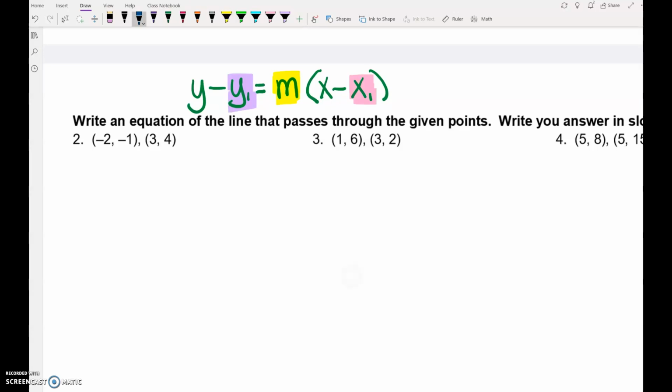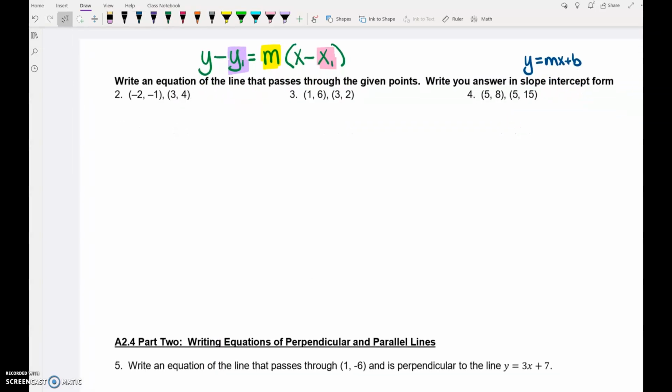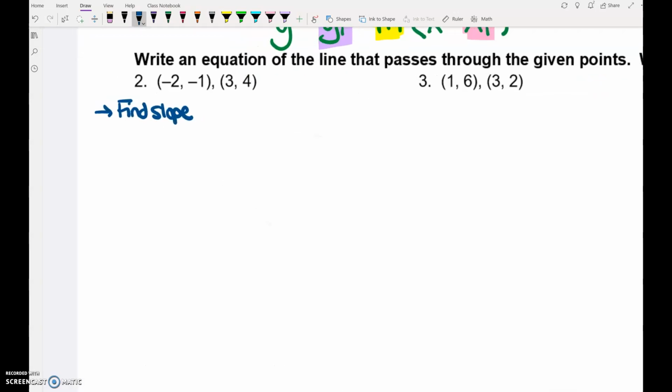In example 2, they want us to write an equation of the line that passes through the given points. They want us to write our final answer in slope-intercept form. So they want our final answer to look like y equals mx plus b. But we're going to do a little bit of a process to get there. So the first thing that you might notice, what do we not have in number 2? We've got points. We don't have the slope. So your first step is going to be to find your slope. So take a moment and find the slope between these 2 points.